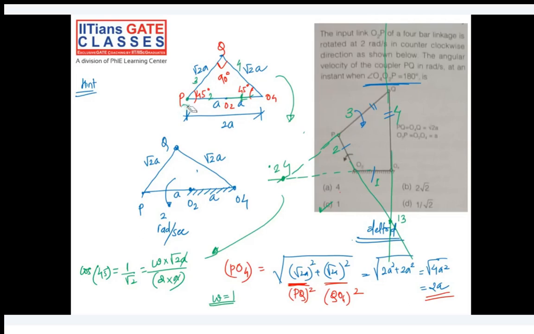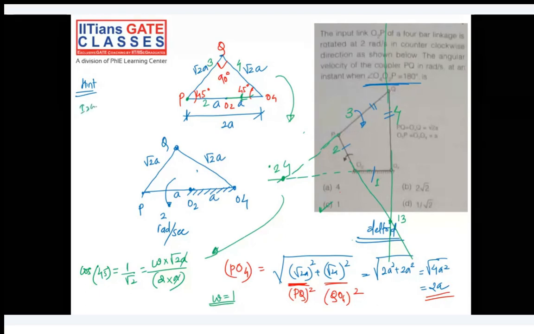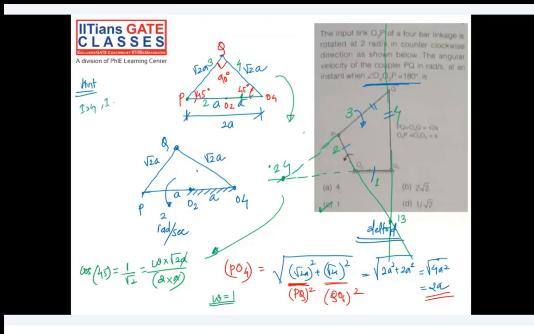P is the instantaneous center for links 2 and 3. Q is the instantaneous center of links 3 and 4. O2 is the instantaneous center for links 1 and 2. O4 is the instantaneous center for links 1 and 4. So you don't have 2 and 4 here, and basically I2, 4 and I1, 3 you don't have here. Let's try whether we can get it by Kennedy's theorem.